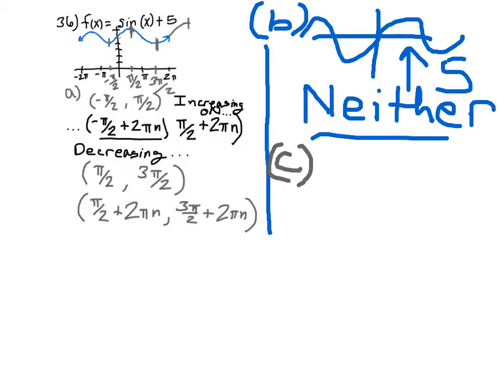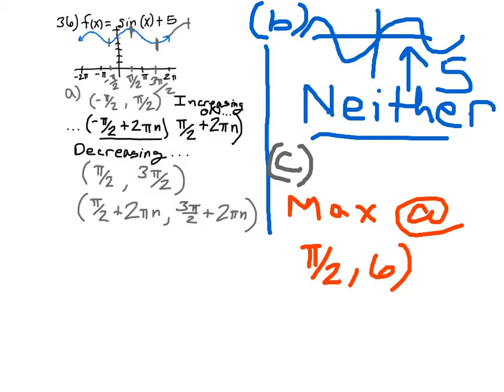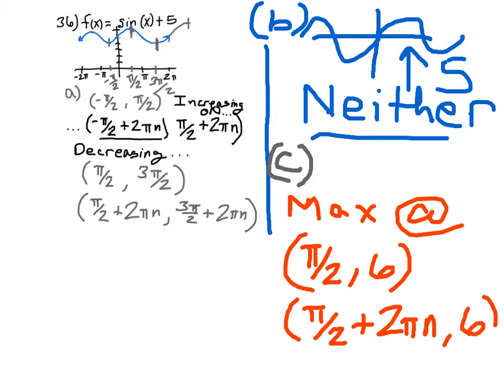This function has an infinite number of extrema. I'll list the maxes since they're reoccurring every 2 pi. The maxes occur at pi halves, comma 6, and that's an xy value there. But more generally, that's the first one. More generally, they'll occur at pi halves plus 2 pi n, and that will be a maximum of 6 every time. So this is the more broad sweeping answer to part C.